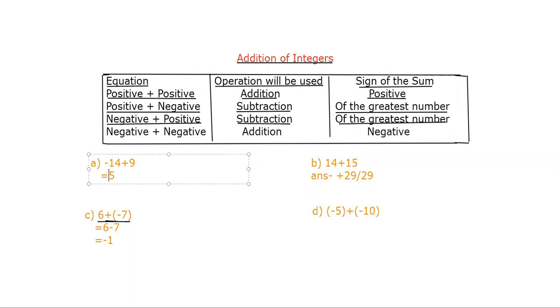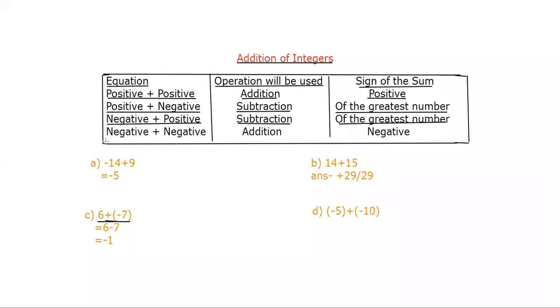Now what sign will we use here? We will use the sign of the greatest number. Here we can see that between minus 14 and 9, 14 is greater than 9, and 14 is a negative number here, so it will be minus 5. The sum, or difference, will be minus 5.